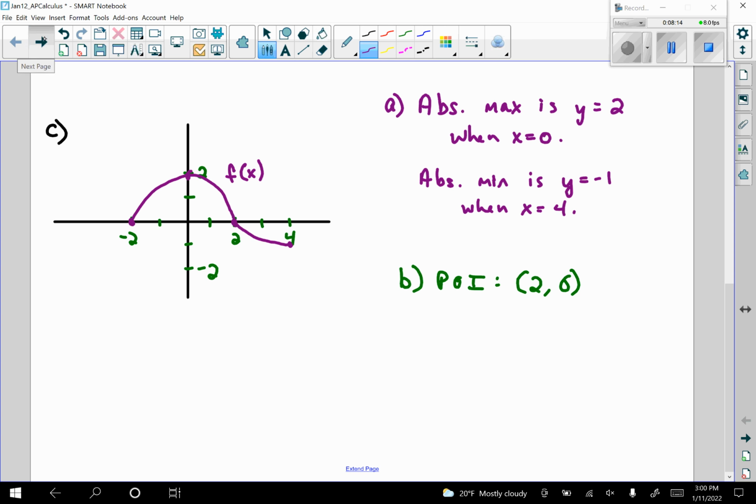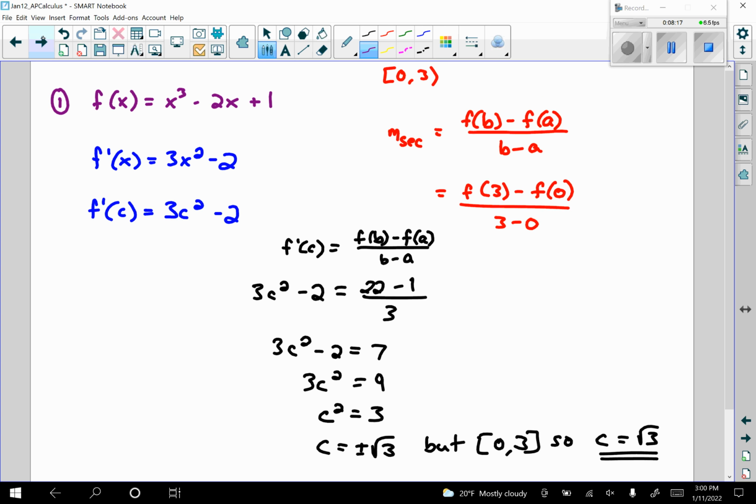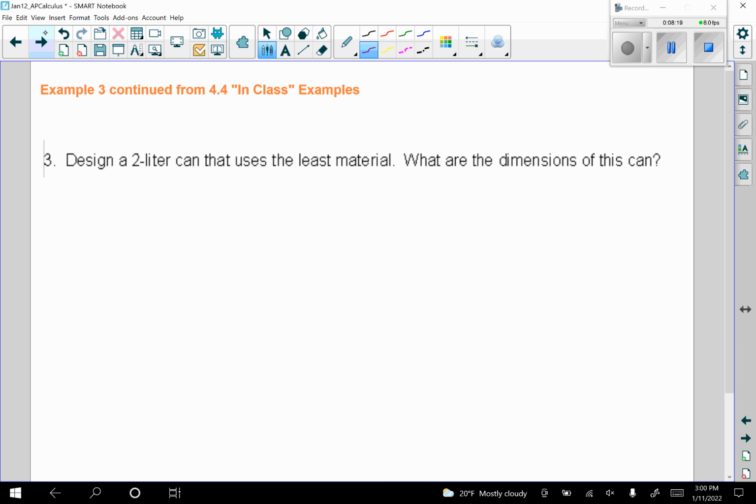All right, we're going to move on to example 3 off of that little half sheet that I gave you guys with the in-class examples. We did 1 and 2 over the last few days, but let's take a look at example 3. This is pretty much all it says. We want to design a 2-liter can that uses the least material. So we're trying to minimize the material that's going to be used and figure out the dimensions of this can that will cause the least amount of material to be used.